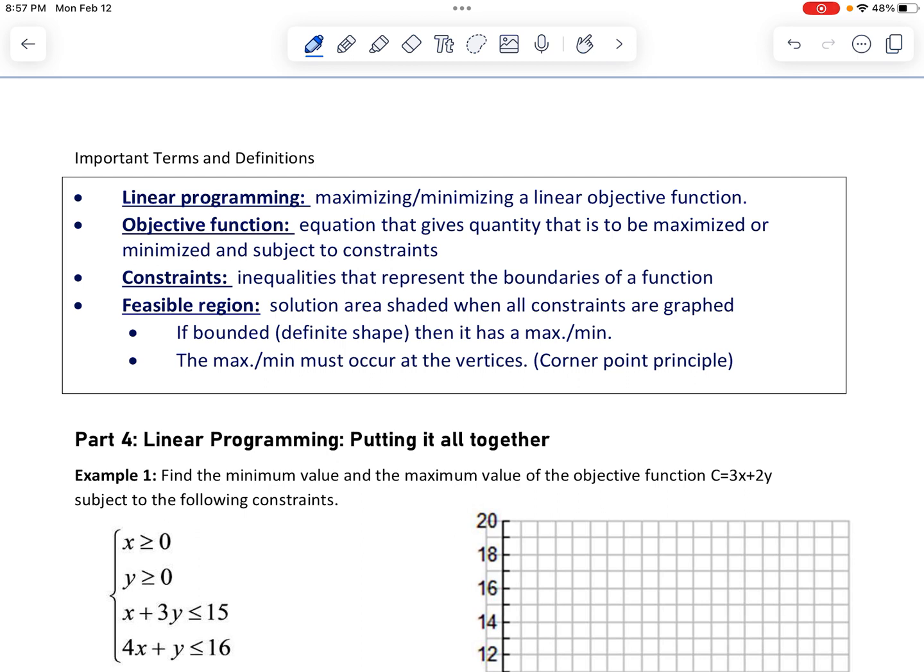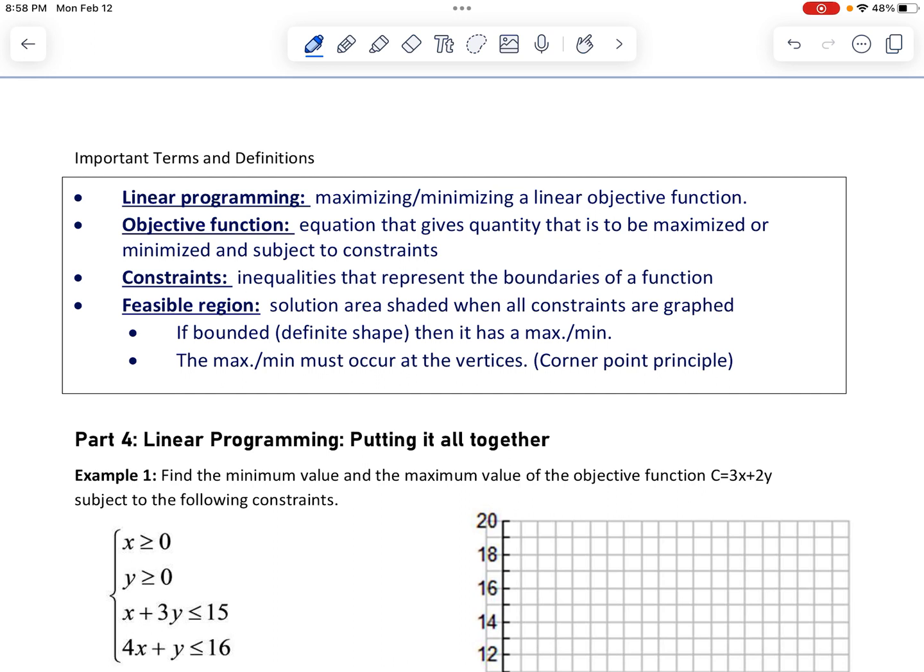The objective function, this is an equation that gives a quantity that is to be maximized or minimized. So the objective function, often it's a profit equation, but it can be multiple different things. That's just the most common when it comes to businesses. Then you have constraints. The constraints, these are the restrictions we were talking about before. These are the inequalities that represent the boundaries of a function. So they're going to create the lines on the graph. It's a boundary of whether we have to be greater than that value or less than that value.